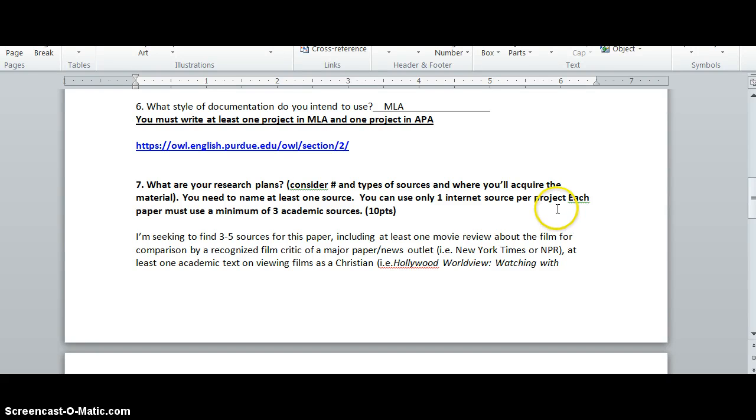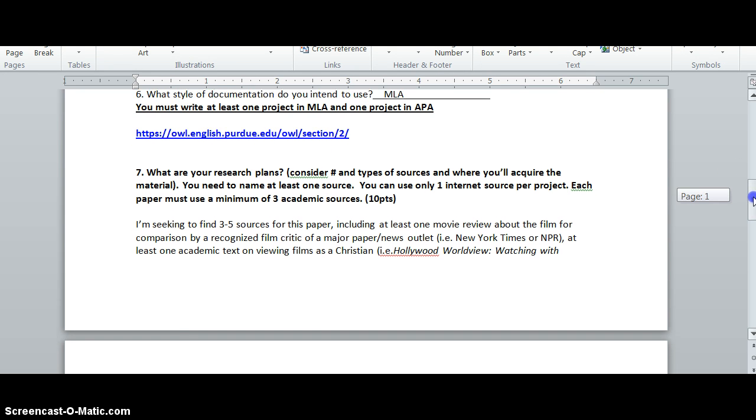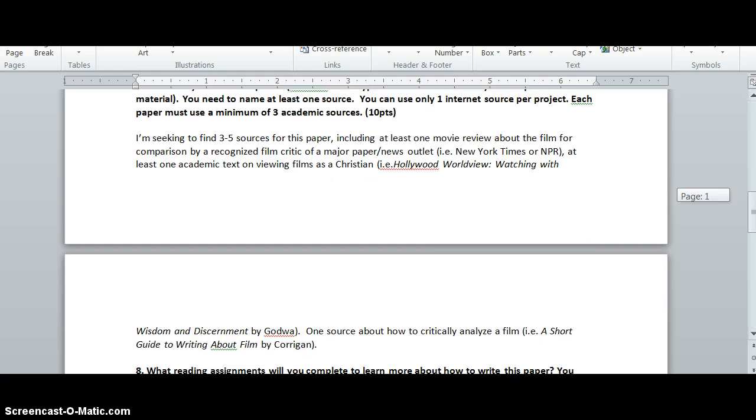Each paper must use a minimum of 3 academic sources. Notice that I said academic sources, which means that you cannot use popular sources without permission from me. And the sources you use need to be directly relevant to the topic you've chosen.